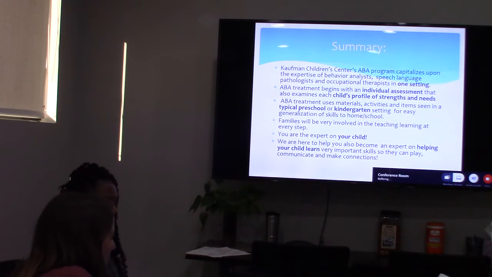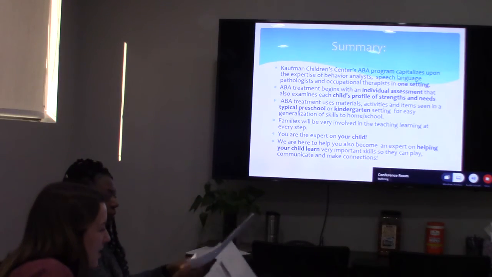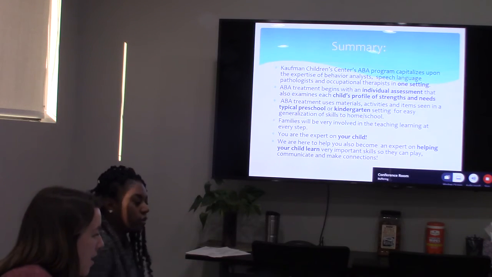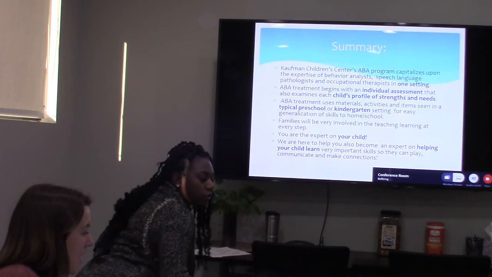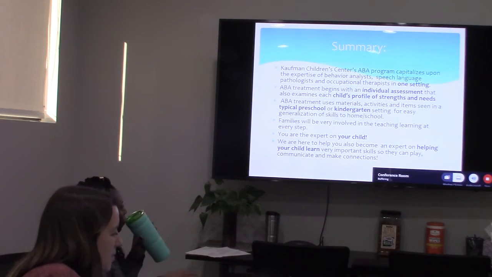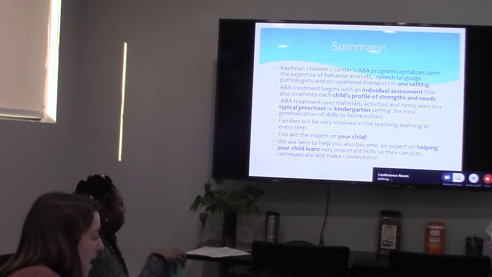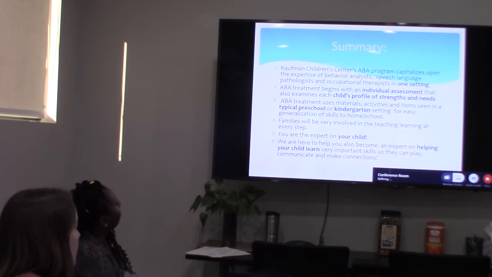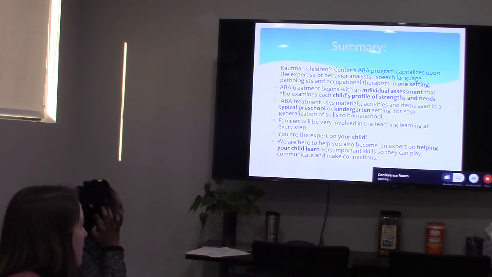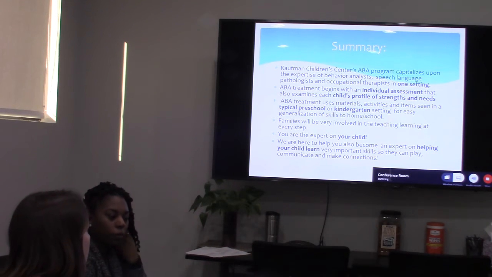And here's the summary. Okay, so a brief summary. Kaufman Children's Center ABA program really capitalizes on having BCBAs, speech paths, and OTs all within one building, or in one area between the two buildings. ABA treatment really begins with an individualized assessment that helps us identify the child's strengths and areas of need. ABA treatment uses materials and activities that are seen within a typical preschool or kindergarten setting so that there is easier generalization of skills within the center, school, and home.